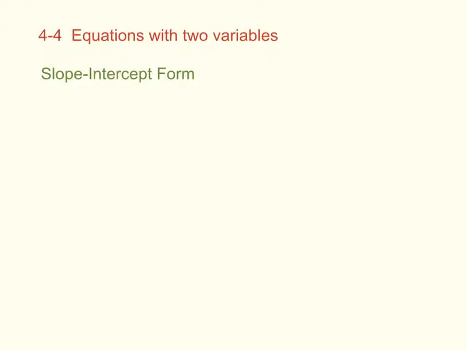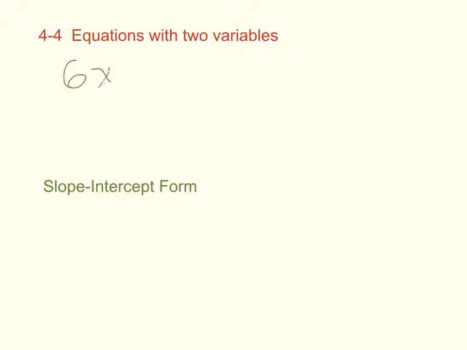All right, today's lesson is 4-4, and what we're talking about is equations with two variables. So everything that we have done up to this point, we have done by solving equations that just had one variable. For instance, we would have things in the previous chapter like 6x plus 4 is equal to 15, and the idea was to solve for x.